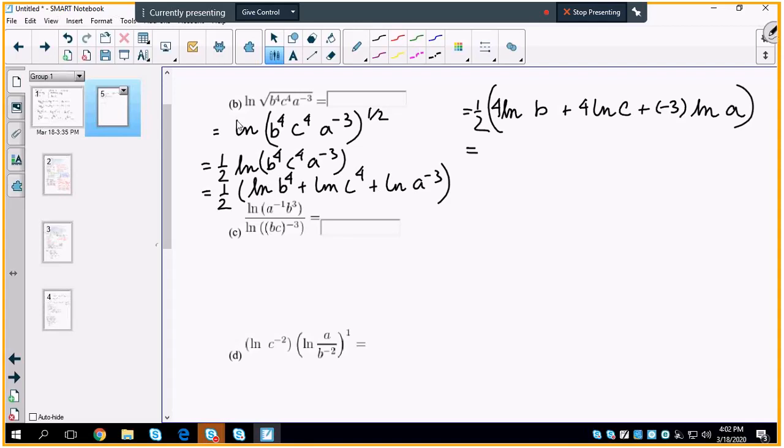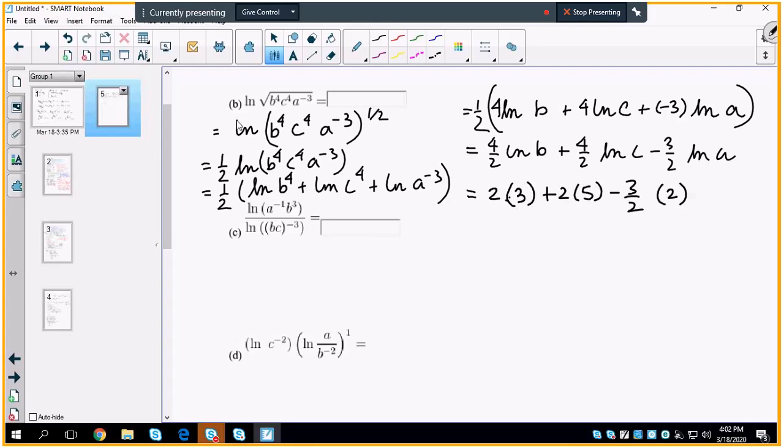Then you distribute the constant 1/2. So you get 4 over 2 natural log of b plus 4 over 2 natural log of c minus 3 over 2 natural log of a. And I know all these values. Natural log of b is 3, so I get 4 over 2, which is 2, times 3. Natural log of c is 5, so I get 2 times 5. Minus 3 over 2, natural log of a is 2. So you get 6 plus 10 minus 3, so that's positive 13. That answers your question.